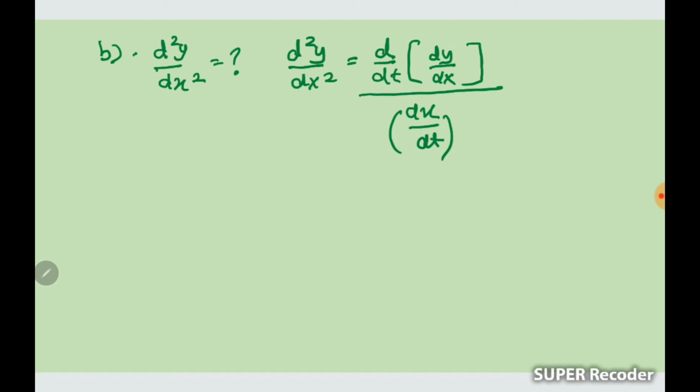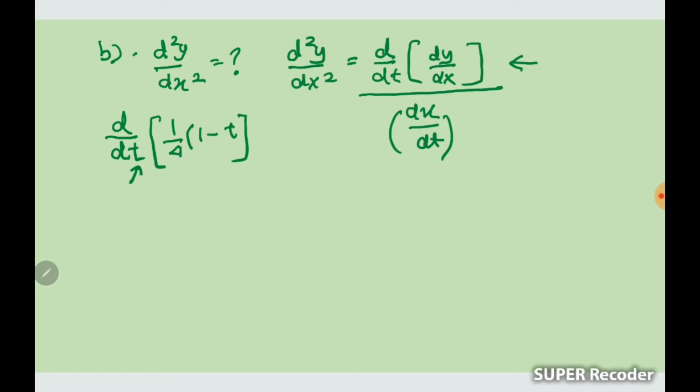Okay, so now firstly here you need to differentiate dy dx with respect to t. Just now you already showed the value for dy dt, so you need to differentiate dy dx with respect to t. I will substitute the value of dy dx inside the bracket, that is 1 over 4 times 1 minus t. Okay, so differentiate 1 over 4 times 1 minus t with respect to t.